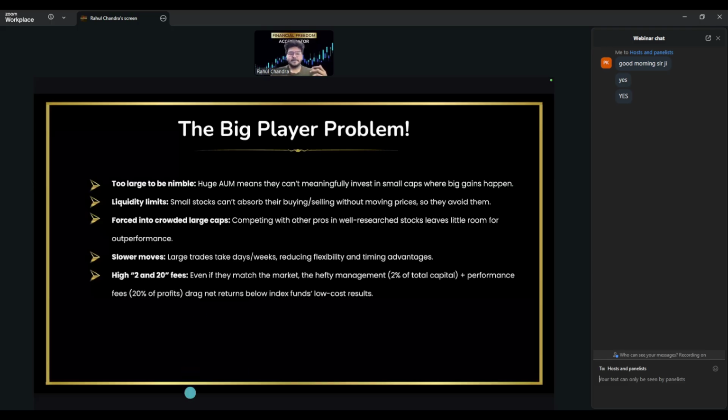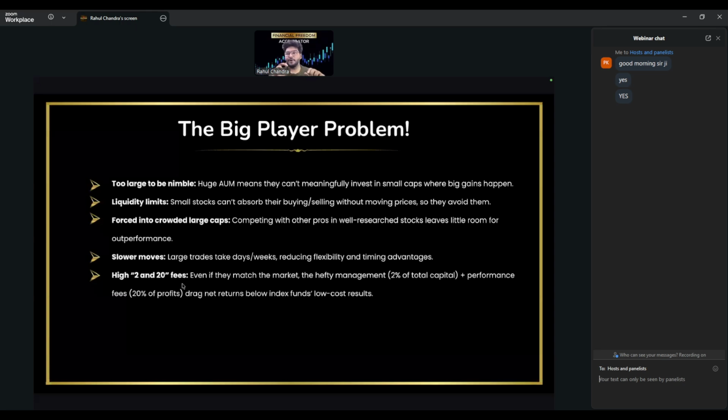And last but not the least, coming back to hedge funds, which we were focusing on, it is a 2 and 20 fee structure that they operate on. What is a 2 and 20 fee structure? Let's say you are investing in a hedge fund. If you put 100 rupees, they will take 2% as management fees. That is 2 rupees they will charge you for managing your 100 rupees.